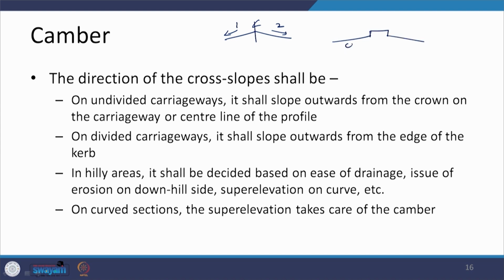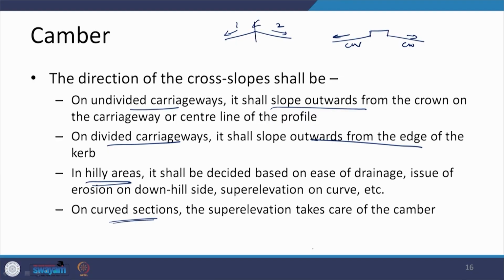So, this is one carriageway and this is another carriageway, then it is being drained away from the median towards the edges. So, on undivided carriageways, slopes outwards from the crown, on divided carriageways, slopes outwards from the edge of the curve. In the hilly areas, it shall be decided on the basis of ease of drainage, issue of erosion on downhill side, super elevation on curve, all of these aspects need to be taken care of.